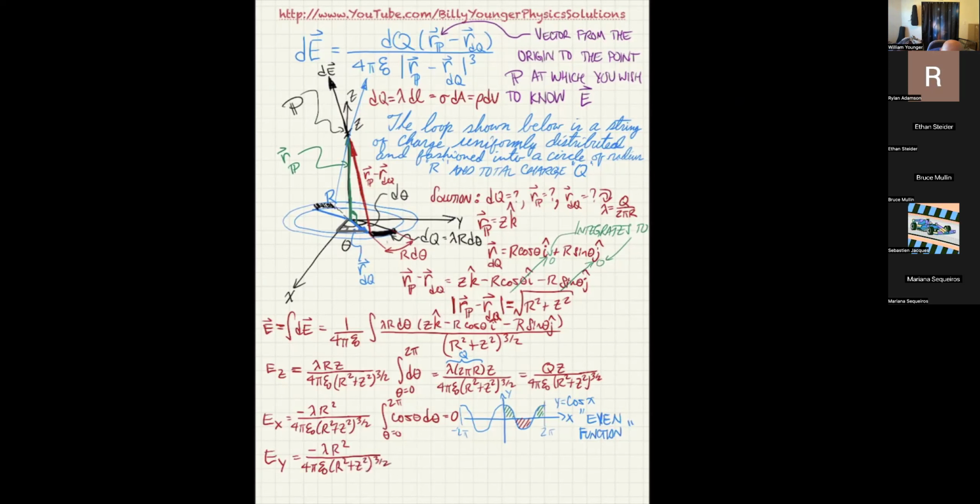And thank goodness, because that would have been ugly having to integrate all that nasty stuff, which, by the way, is going to happen in a few. So in this case, instead of cosine, we end up getting sine theta d theta.